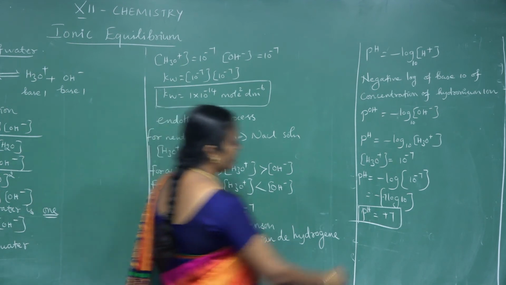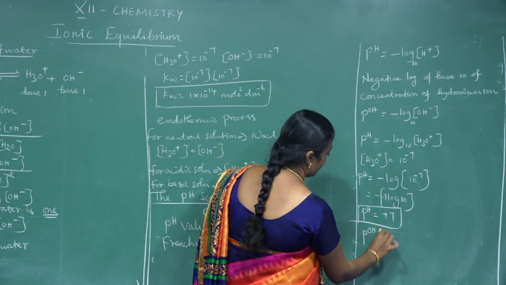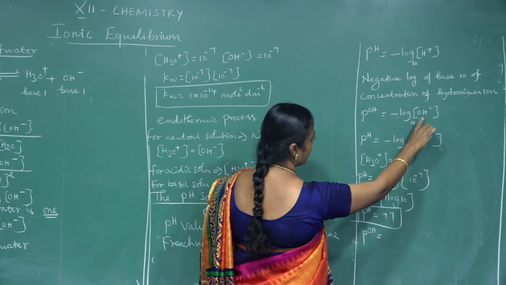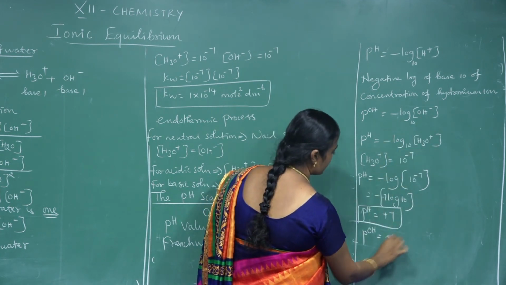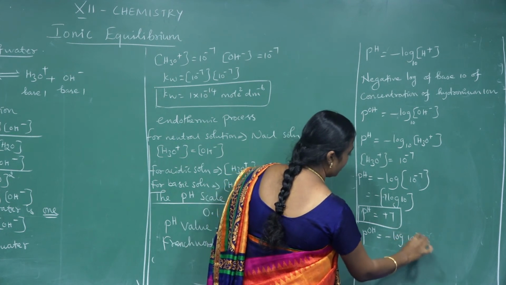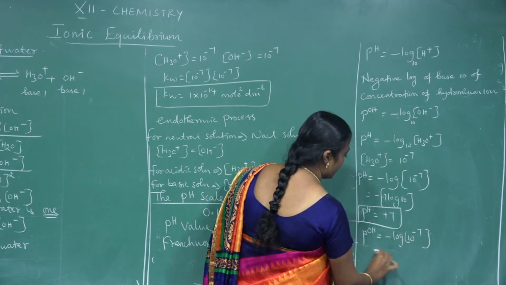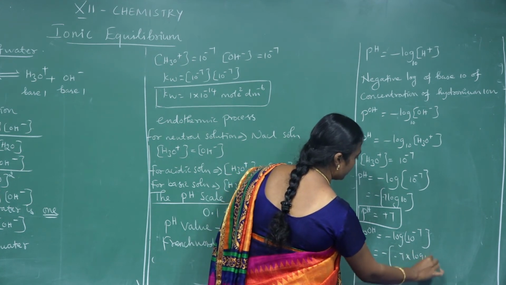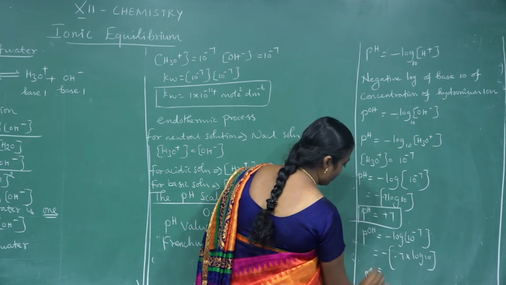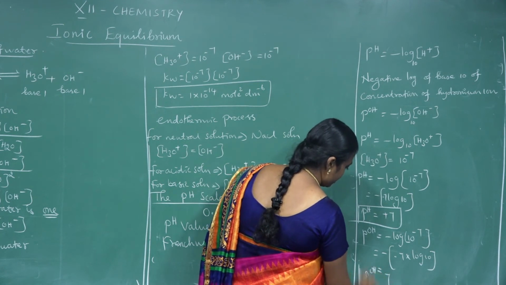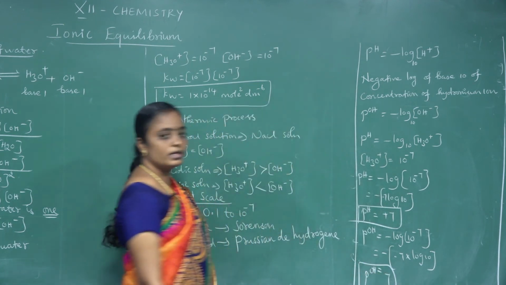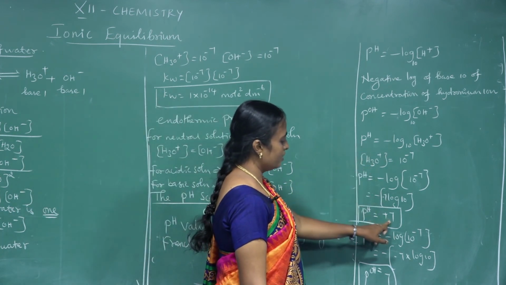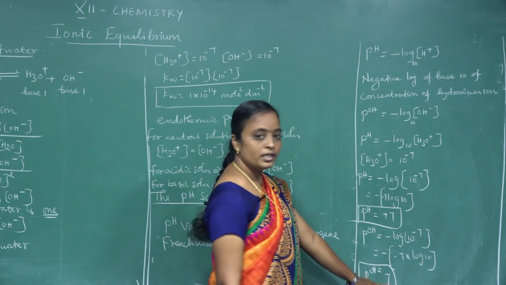Same way if you take pOH also. If I substitute the concentration of a hydroxyl ion as 10 power minus 7, you will get pOH is equal to minus log of 10 power minus 7. So that will be taken as minus into minus 7 into log 10. Log 10 is 1. So you will get pOH is equal to 7. So for a neutral solution, the pH of a solution will be 7, pOH will also be 7.